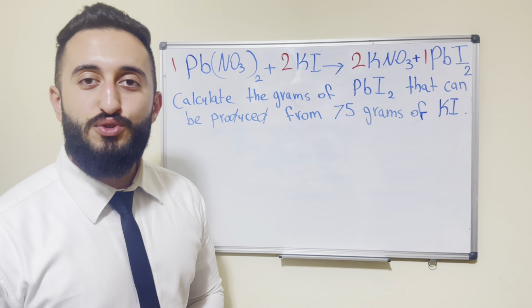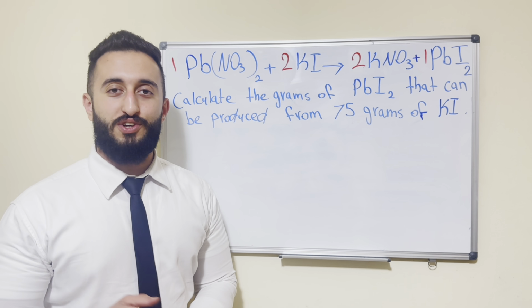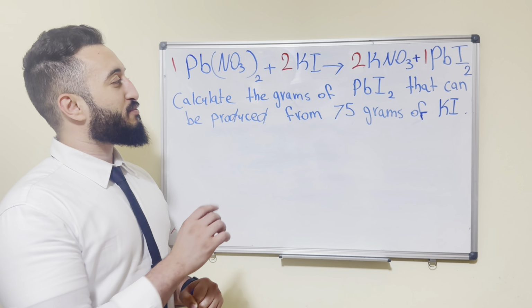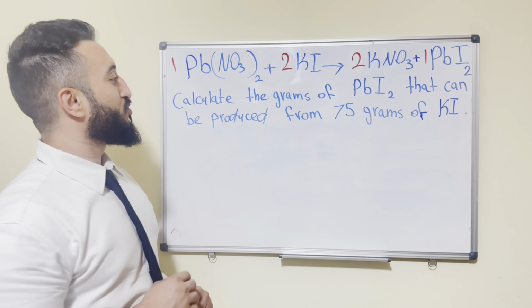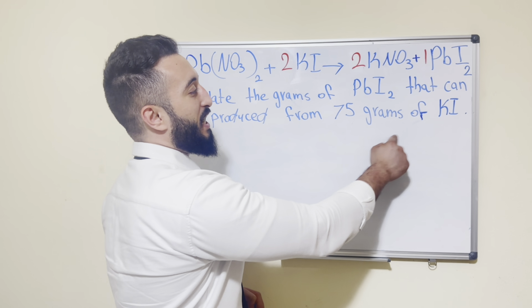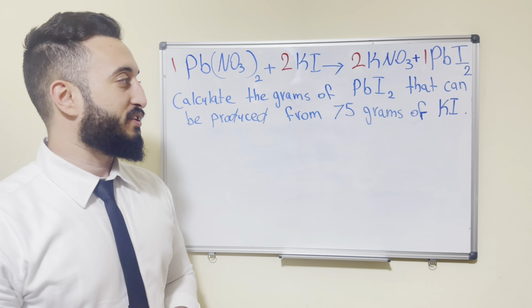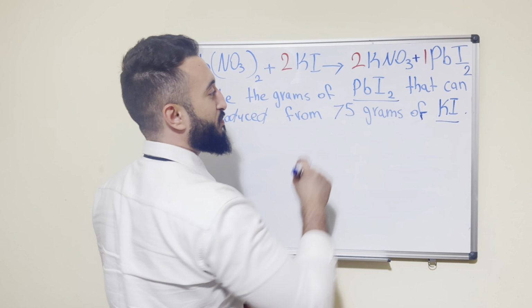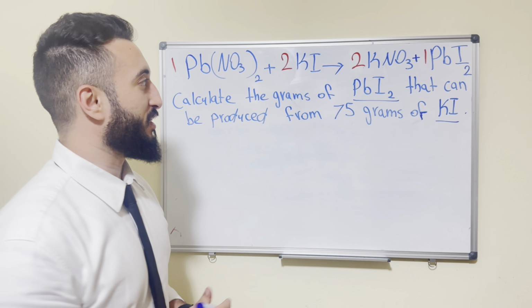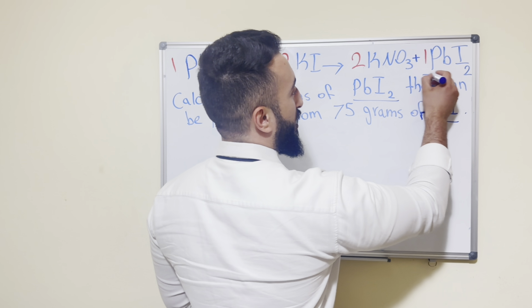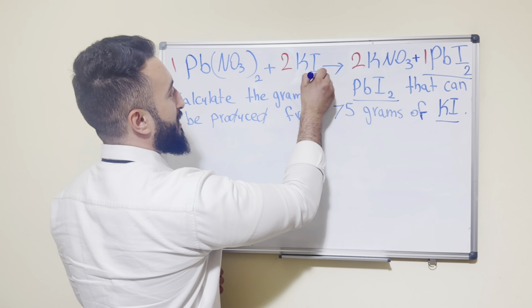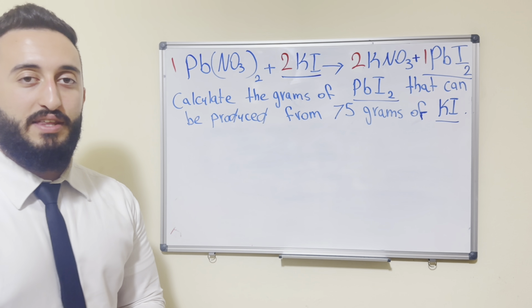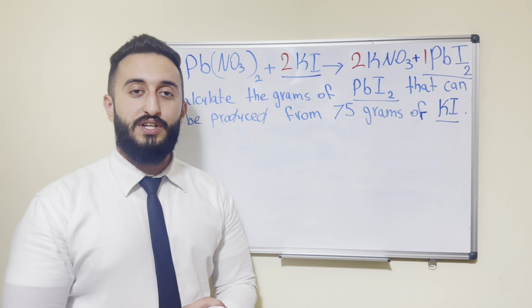After pausing the video, let's try to solve this question together. Calculate the grams of lead iodide that can be produced from 75 grams of potassium iodide. So we have two highlighted compounds, which are lead iodide and potassium iodide. Let's go to the balanced equation, highlight them, and try to do the moles relationship.